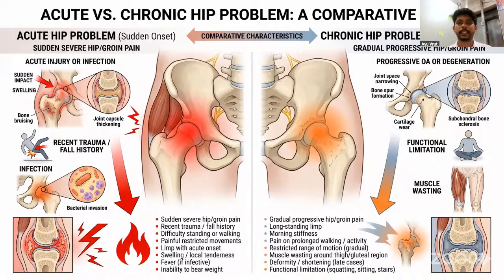Now how do we differentiate them? It is very important to know. In this picture, on the left hand side there are acute hip problems and on the right hand side there are chronic hip problems. In acute cases, if you ask for the history, you will come to know there was a sudden and acute history of trauma, pain, or infection. But if the patient complains of pain for more than 6 weeks, not resolving with conservative medicines, and they have tried all the doctors, then you can call it a chronic hip problem.